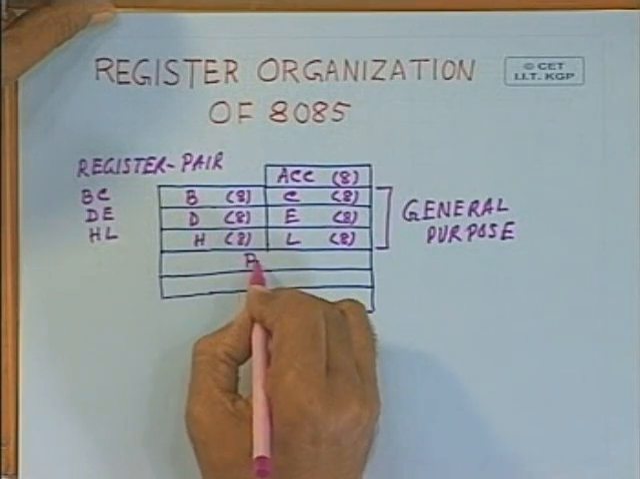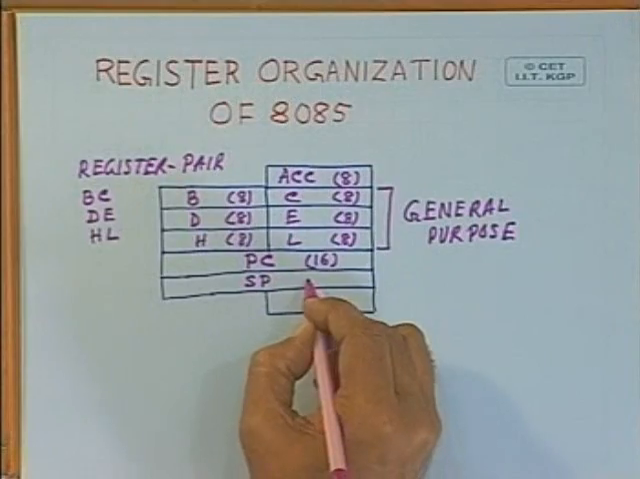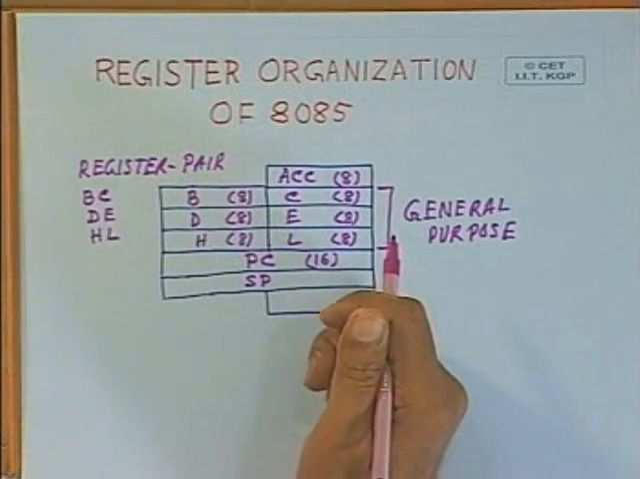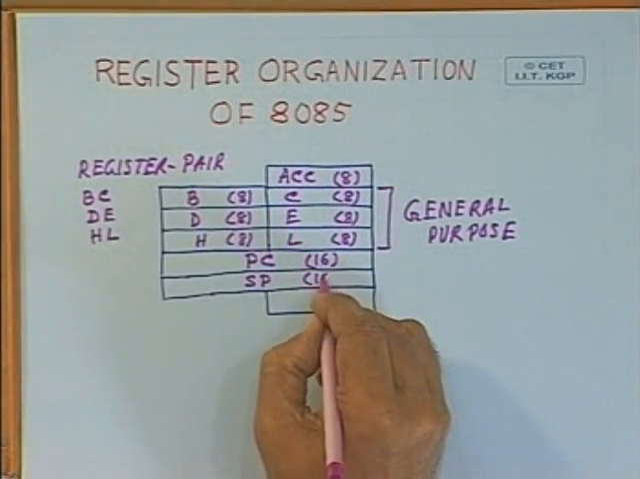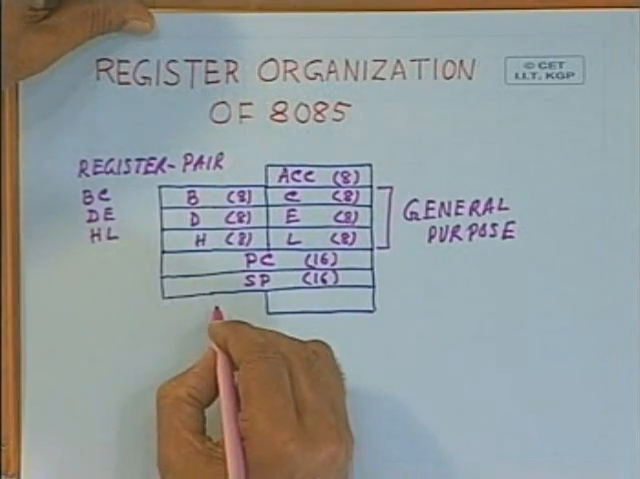Then you have got the program counter, which is 16-bit. Since, as I told, the size of the address is 16-bit, the program counter has to be 16-bit. The stack pointer points to a memory location, since stack is implemented by a part of the main memory, and the stack pointer points to the bottom of the stack, and that's why it should also be 16-bit.